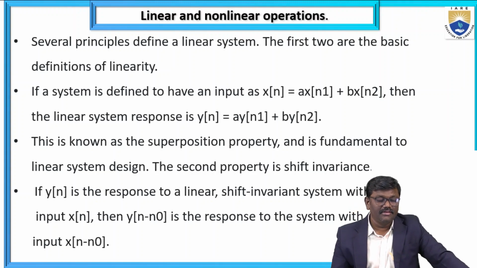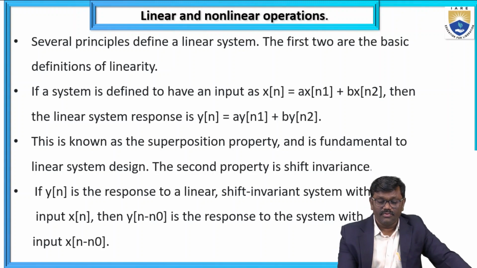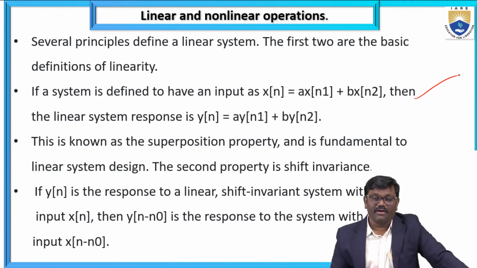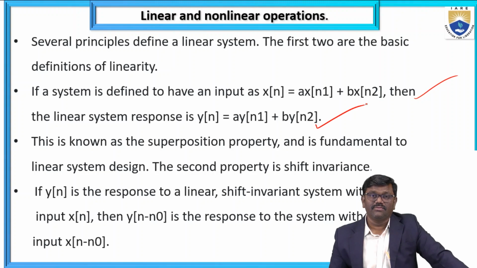So coming to here, how these principles vary. Several principles define the linear system, which we have to understand from the earlier classes. The first two are the basic definition of linearity. You can understand that x of n equal to a x of n1 plus b x of n2. The linear system response is here. You may use x to y.